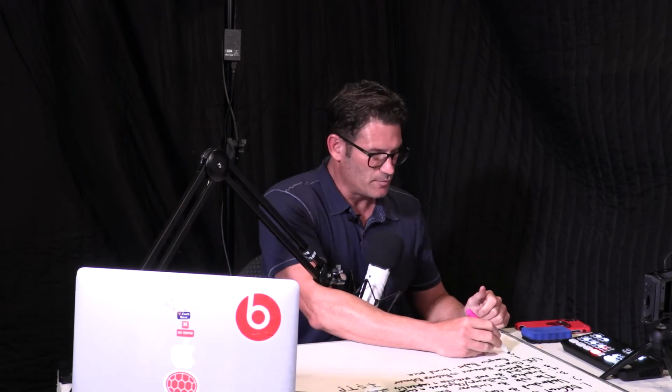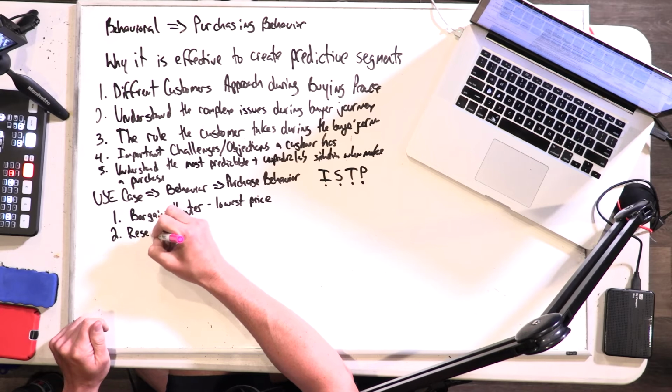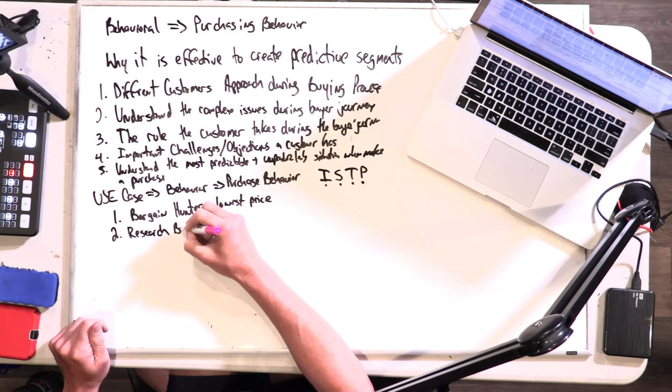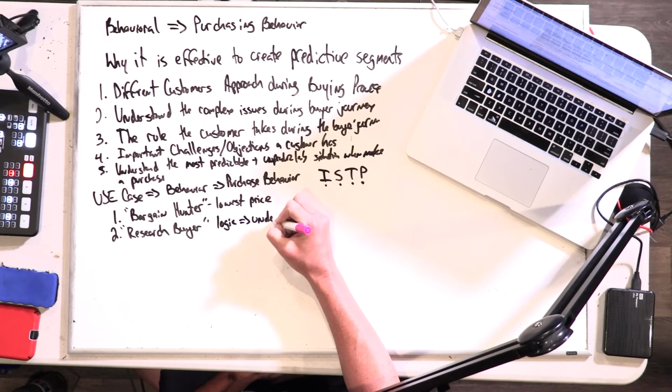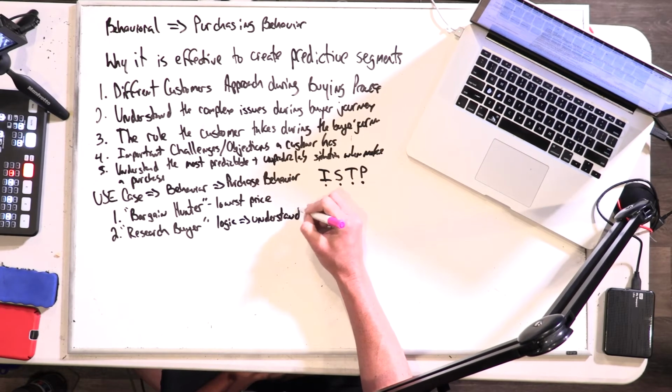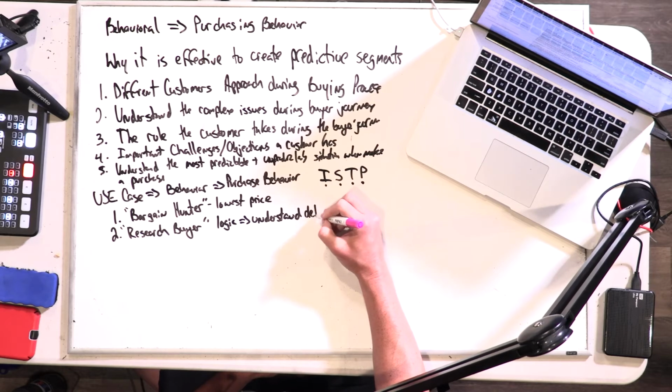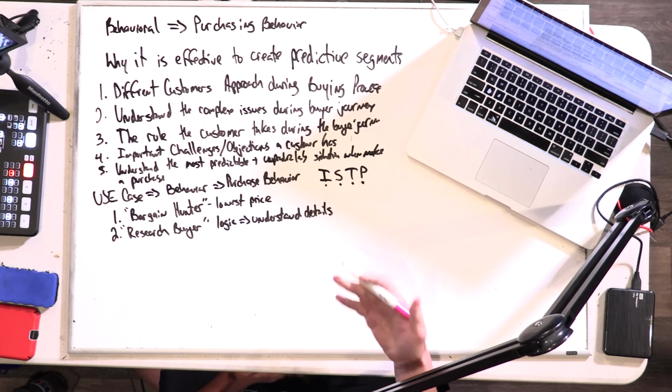They're price sensitive. Price is very important to this person. Number 2, the research buyer. This person is extremely logical. They want to understand every step, every detail of your product. They want to know everything they can.